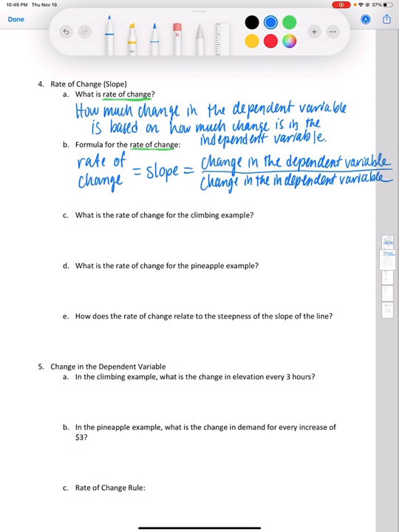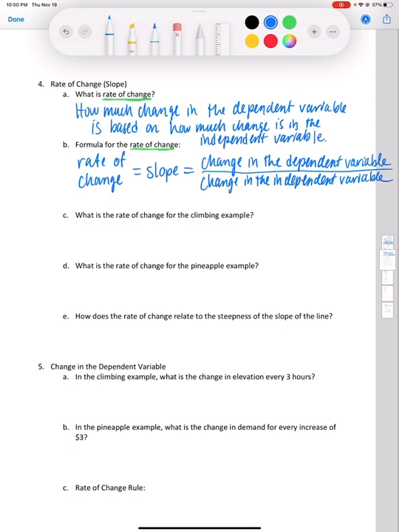Okay, so that's what rate of change is. A lot of people think of it as rise over run, and you can think about that if you want to. But we're going to keep tying our dependent and independent variables to the situation. So we need to kind of talk in those terms.